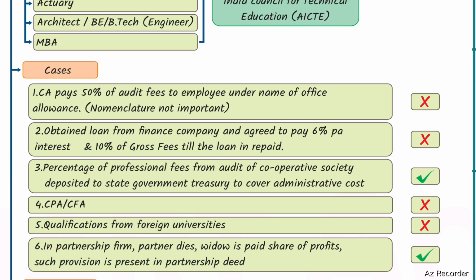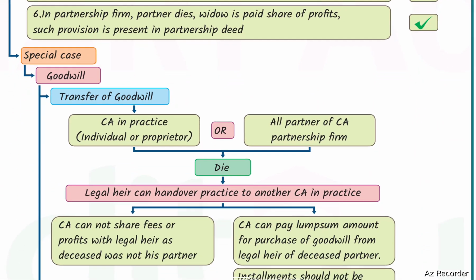In a partnership firm, a partner dies and the widow is paid a share of profit. Such a provision is present in the partnership deed. It is allowed. Special case, transfer of goodwill.